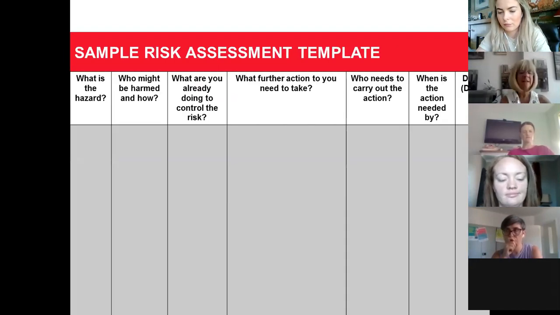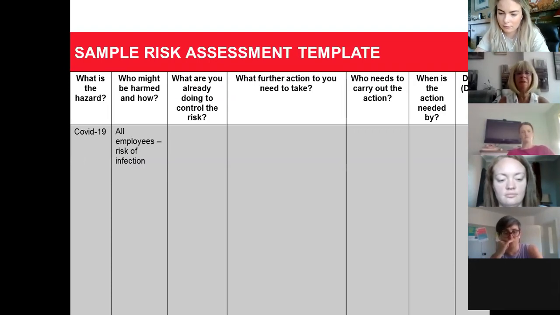So as I said, I just wanted to give you a little bit of an example as to how you can actually populate your risk assessment template. So as I said earlier, we know that the hazard is COVID-19. The next column then is who might be harmed and how. So we know that we have a duty of care to all our employees. So obviously you would document that employees are a category of person that could be harmed by this hazard. And how could they be harmed? Because there's a risk they can contract the virus through infection.